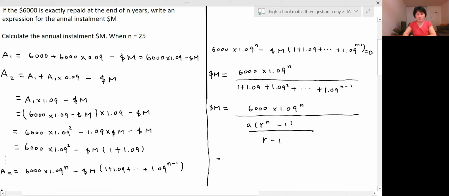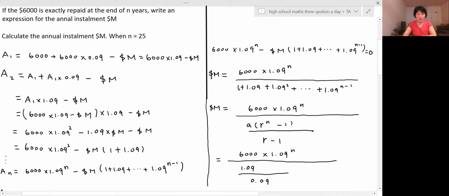Okay, then equal to 6,000 times 1.09 to the power n. Okay, bottom. What is the common ratio? Common ratio is 1.09. Okay, 1.09 minus 1 is 0.09. And a is the first term. First term is 1. Okay, then 1 times r is 1.09.